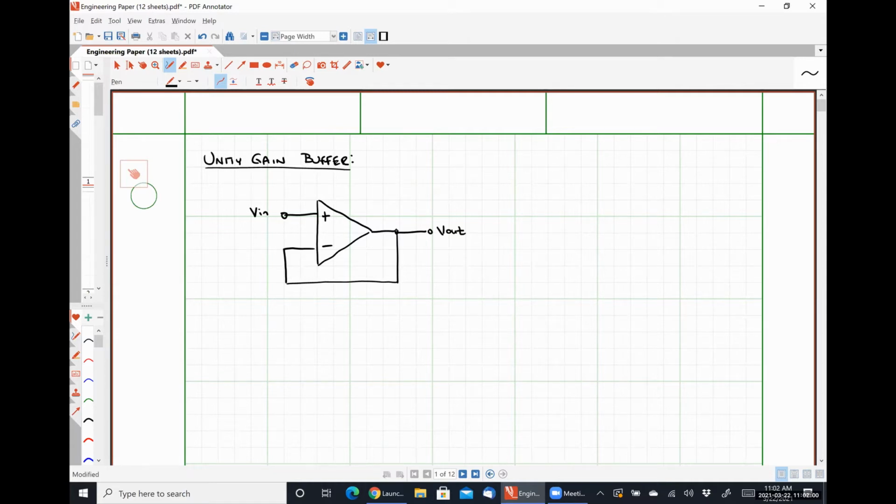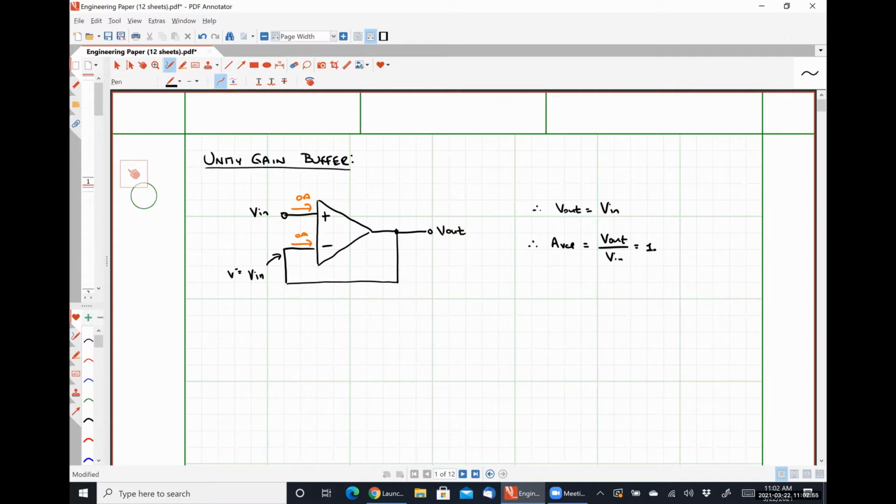So if we apply ideal op amp rule number 1, which says that the current flowing into this terminal is 0 and the current flowing into this terminal is 0, and we apply op amp rule number 2, which says that the voltage present at our inverting input node must be equal to the voltage present at our non-inverting input node, we see that that wire has a potential of Vin, and so we get Vout is exactly equal to Vin, and we can have a closed loop voltage gain defined as Vout divided by Vin is exactly equal to 1.